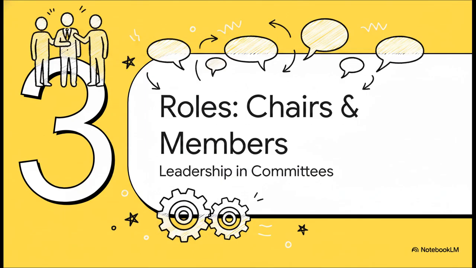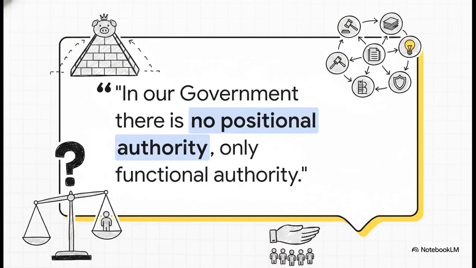Section 3. Roles of chairs and members. Let's shift gears and look at the people inside these groups to see what leadership actually looks like in our system. Okay, if you take away nothing else, remember this. In our government, there is no positional authority, only functional authority. In a typical top-down hierarchy, getting elected suddenly elevates your status, right? But in our system, offices are just functions, and the people holding them are functionaries.